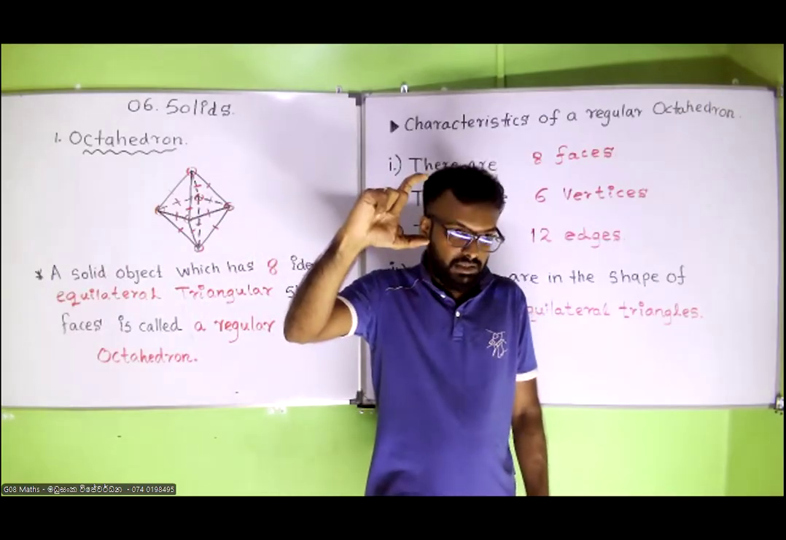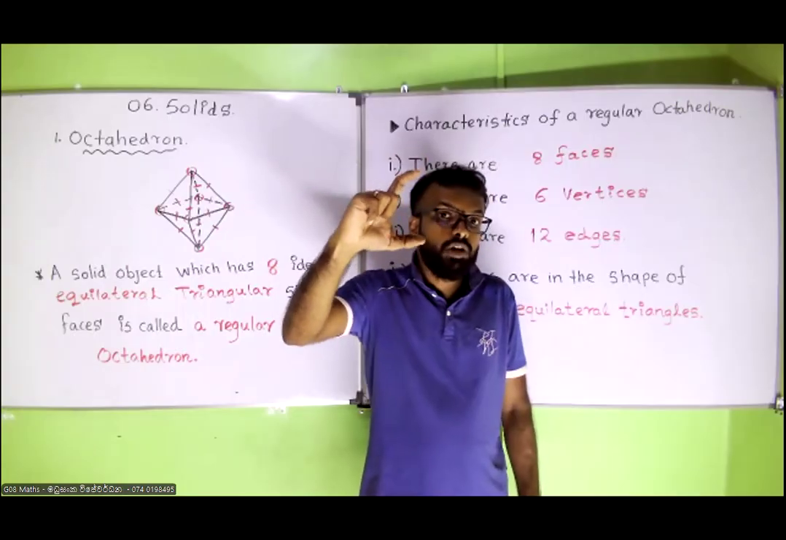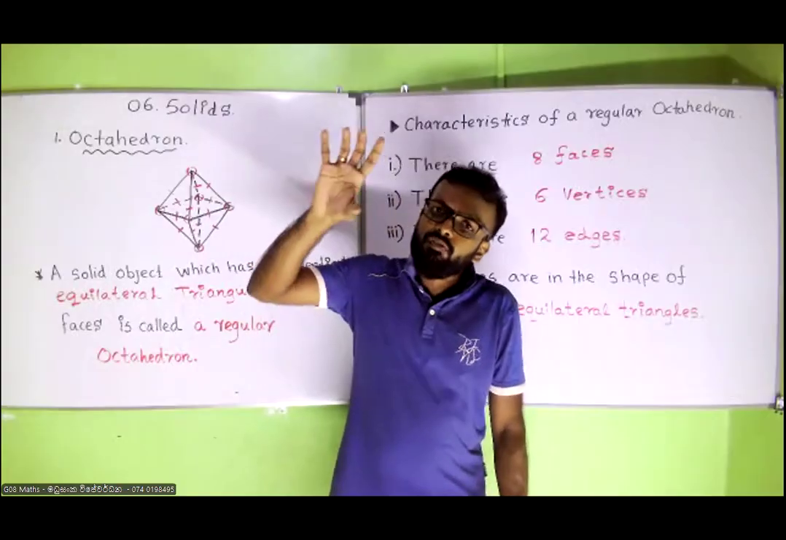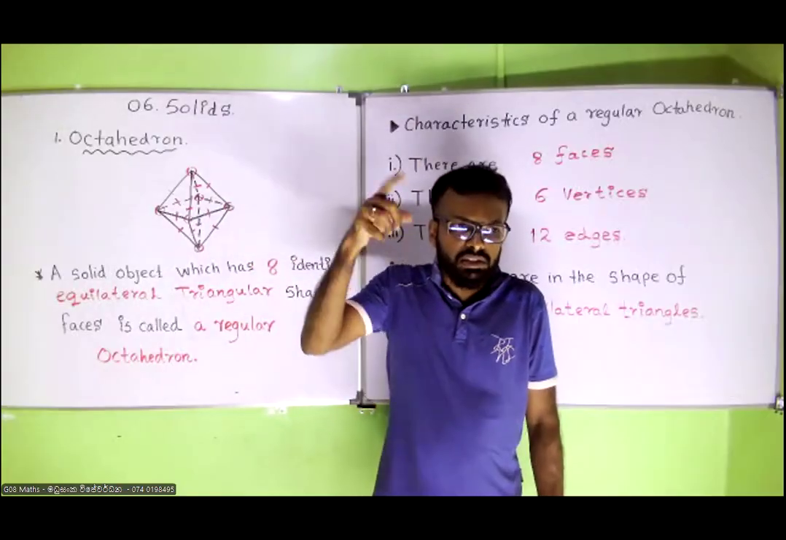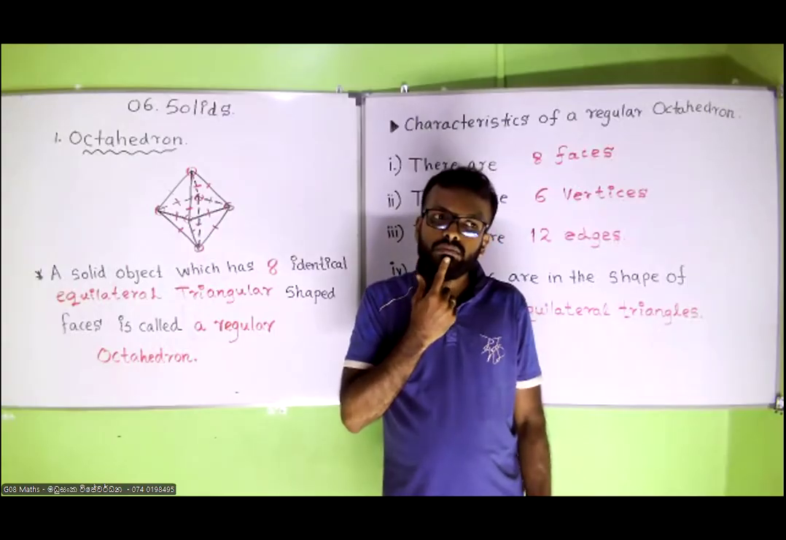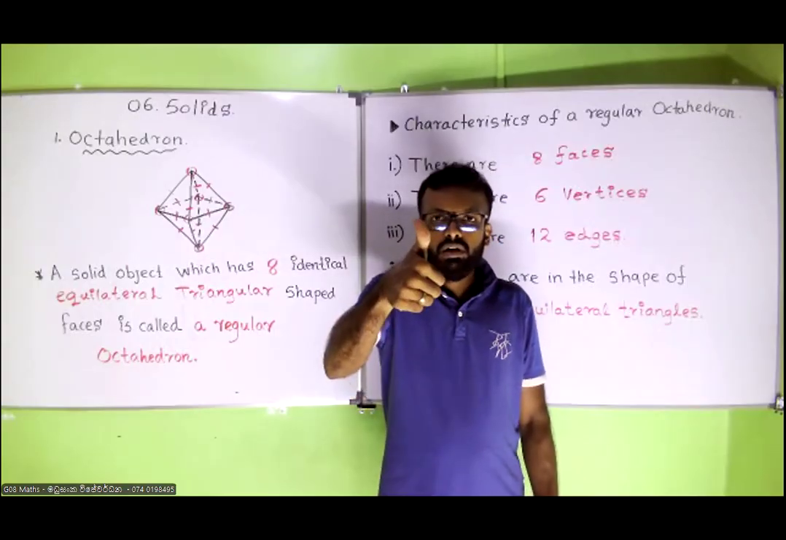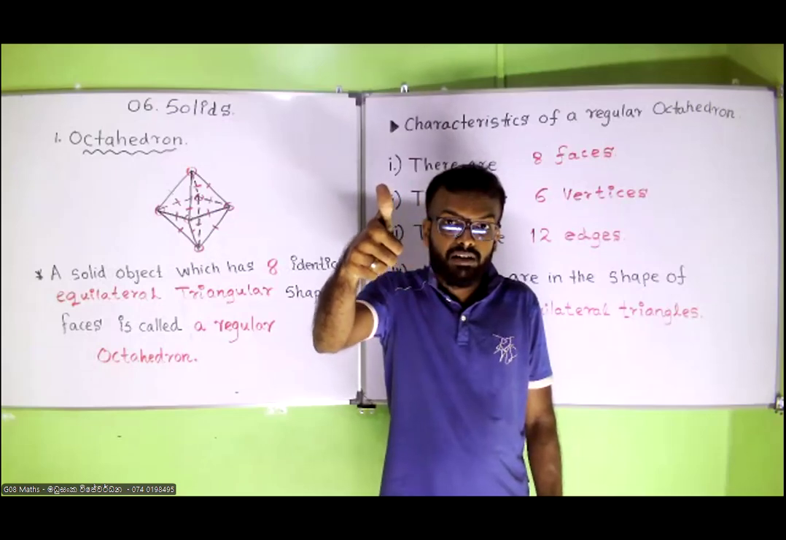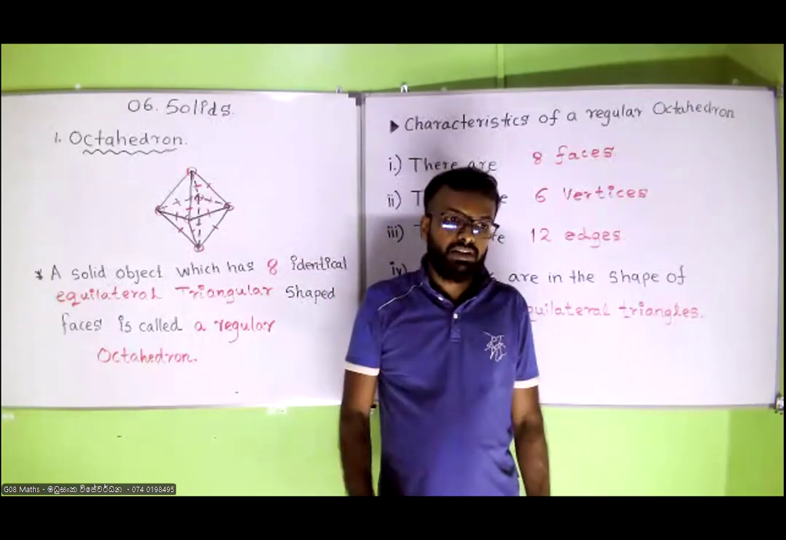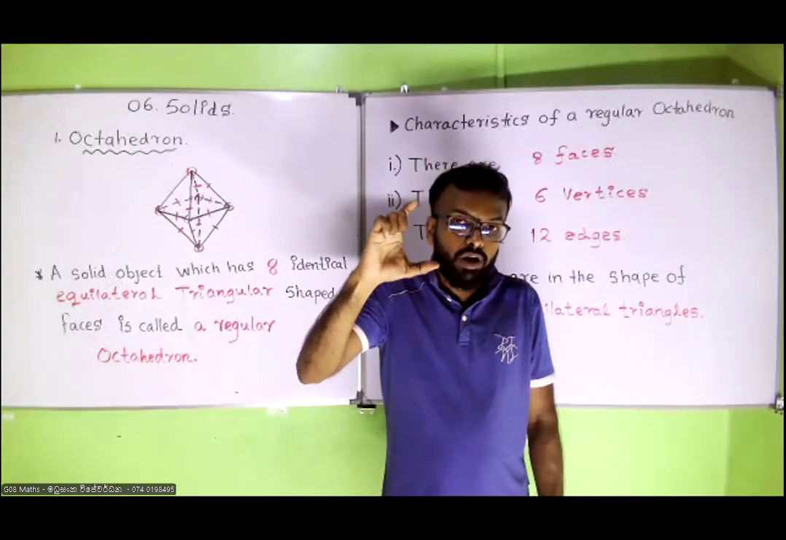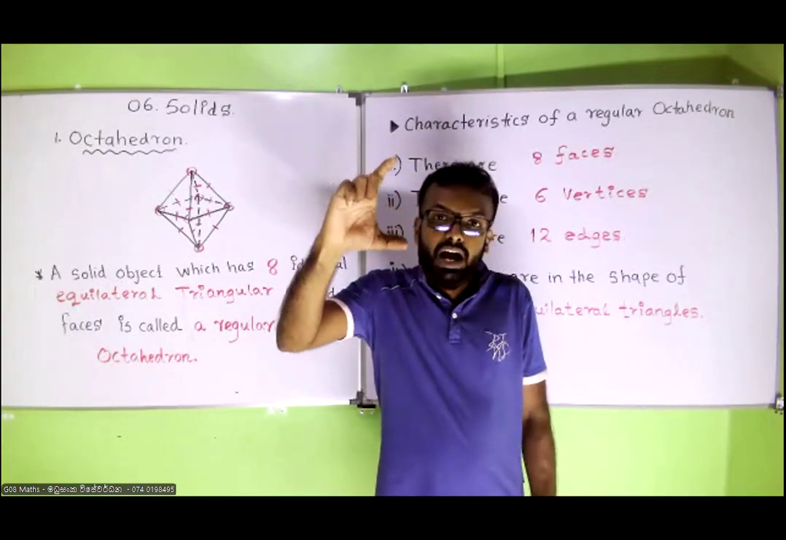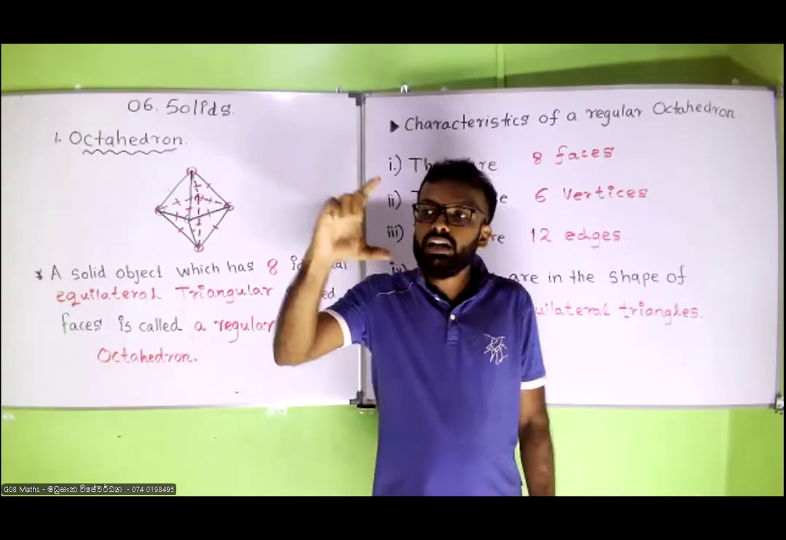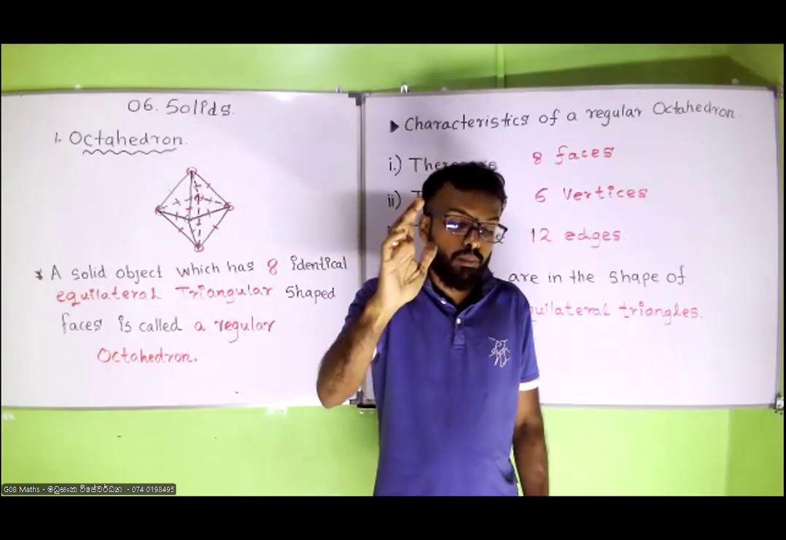Tell me how many faces there are for an octahedron? 8. Yes. So that is the first thing you need to remember. For an octahedron, there are 8 faces, and what is the shape of a face? Triangle. And identical equilateral triangles. So we need to have 8 identical equilateral triangles. Keep that in your mind.